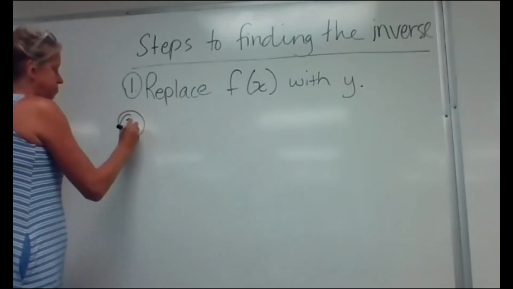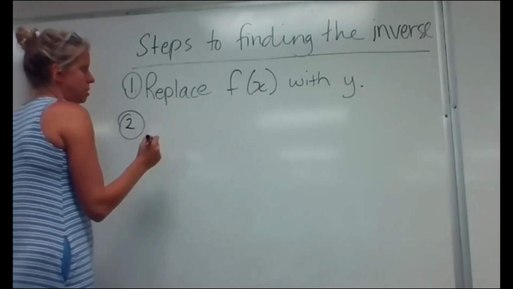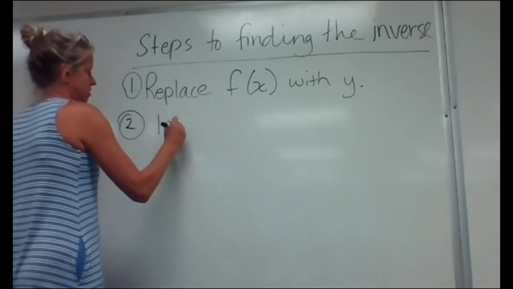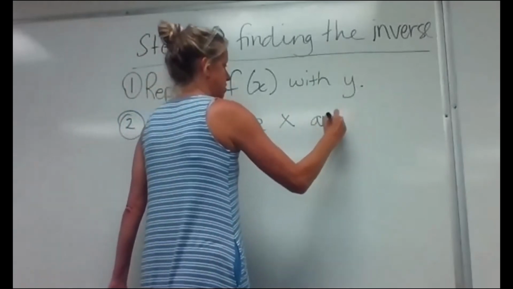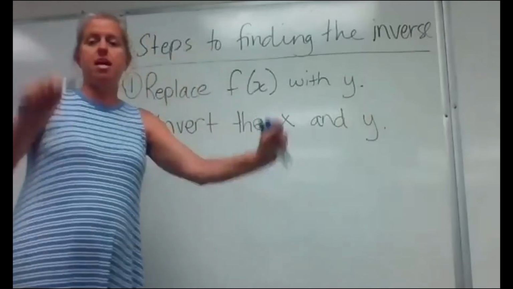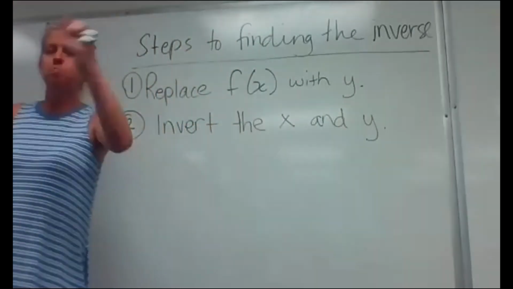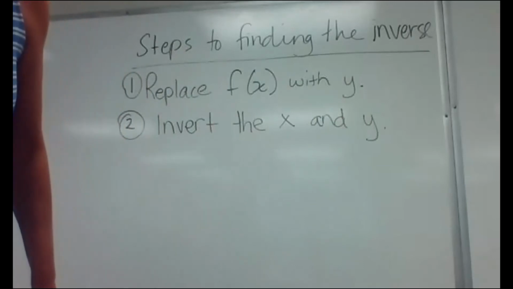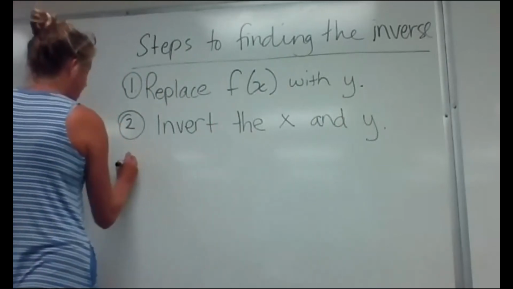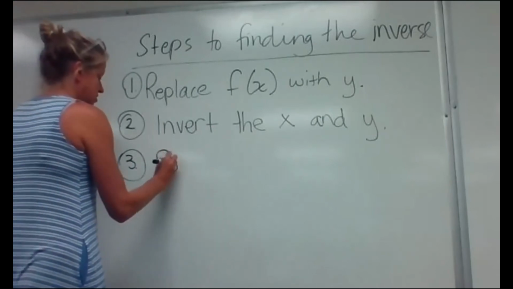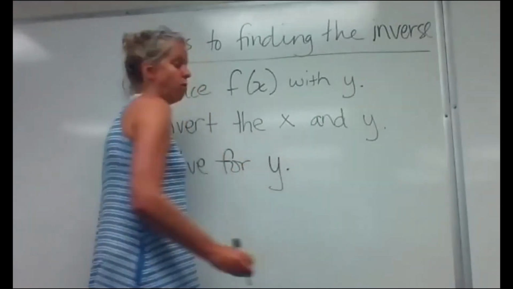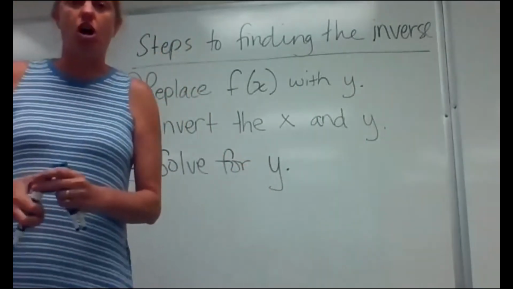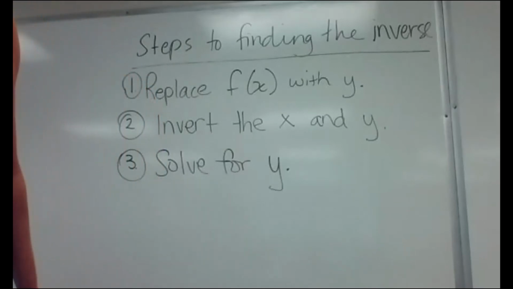The second step is you are going to invert the x and y, which means put them in the other spots. Put the x in the y spot and put the y in the x spot. And the last step is solve for y. Wherever your y ended up, you're going to solve for it now. So those are your 3 steps.